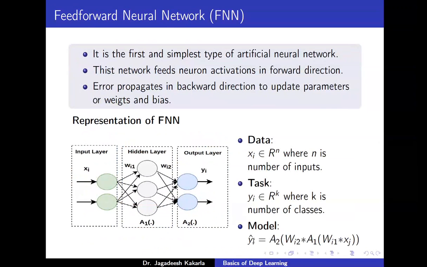First, coming to the feed forward neural network. It is the first and simplest type of artificial neural network. This network feeds neuron activations in the forward direction, and error propagates in the backward direction. Now, let me tell you with a simple example. The input layer is taking the inputs, the hidden layer will process it, and finally it will give the output.